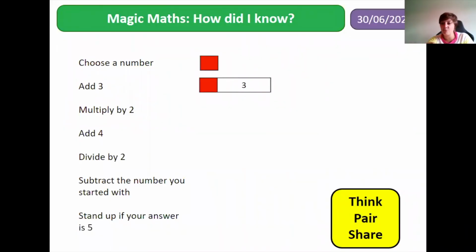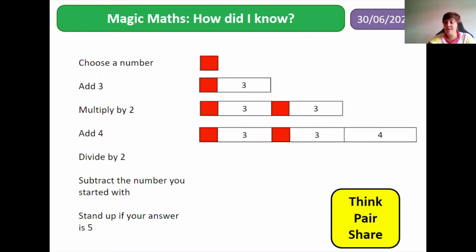And then I'm just going to carry on the process that I described to you. I'm going to add on 3. So I've just added on a little block of length 3. And then I'll times by 2. So I've got 2 red blocks and 2 3s. If I then add on 4, you can see how my pattern is growing. I've got 2 red blocks, 2 3s and a 4.